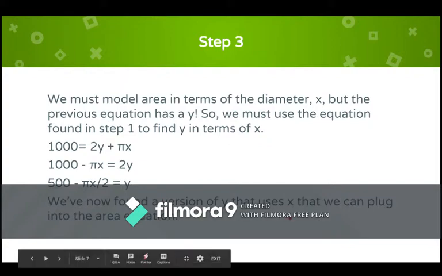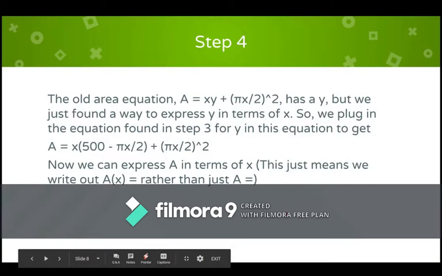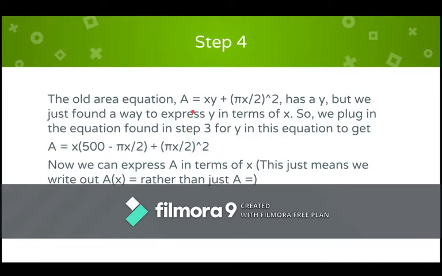We found a version of y that uses x that we can now plug into the area equation. The old area equation, A equals xy plus pi times x over 2, squared, has a y. We can't have that. We need to express the area in terms of x. But we just found a way to express y in terms of x. So we plugged the equation found in step 3 in for the y in this equation to get x times, in parentheses, right, because we need to plug in the whole equation, 500 minus pi x over 2, end parentheses, plus pi times x over 2, squared.